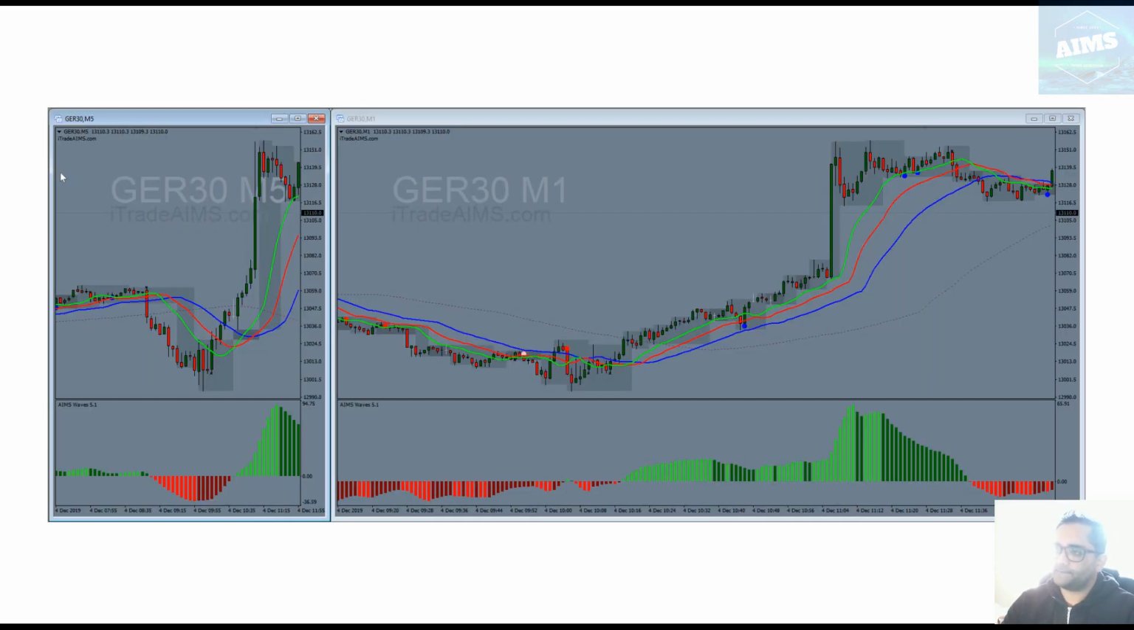So here's a chart. This is how I show mine. The M5 is on this side. I think it's a little bit more on this side on this occasion, but normally it will be around here.